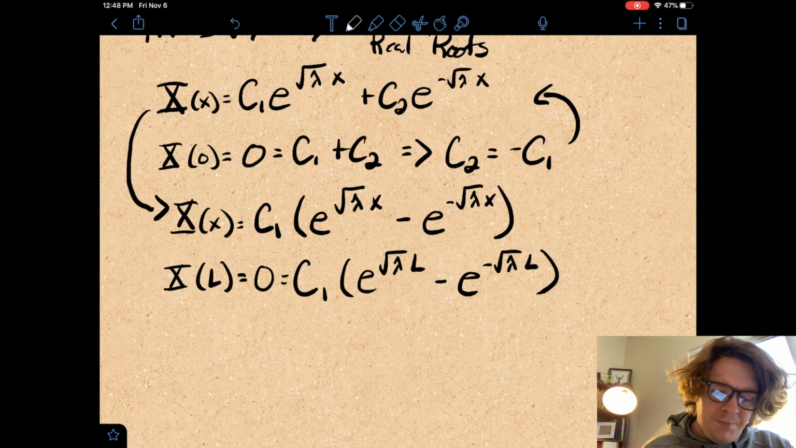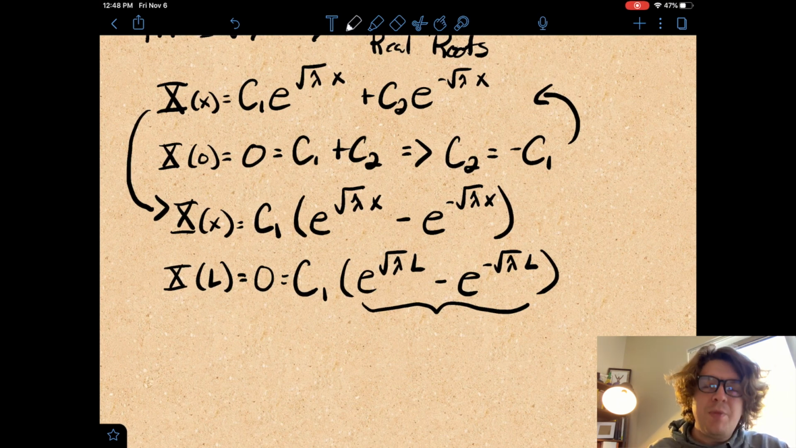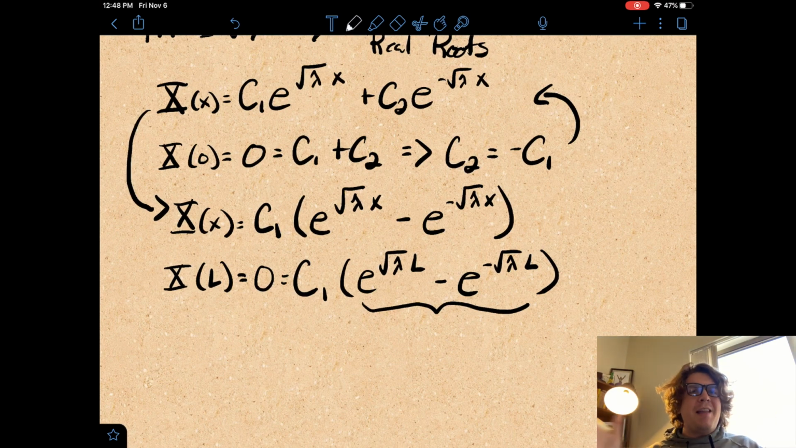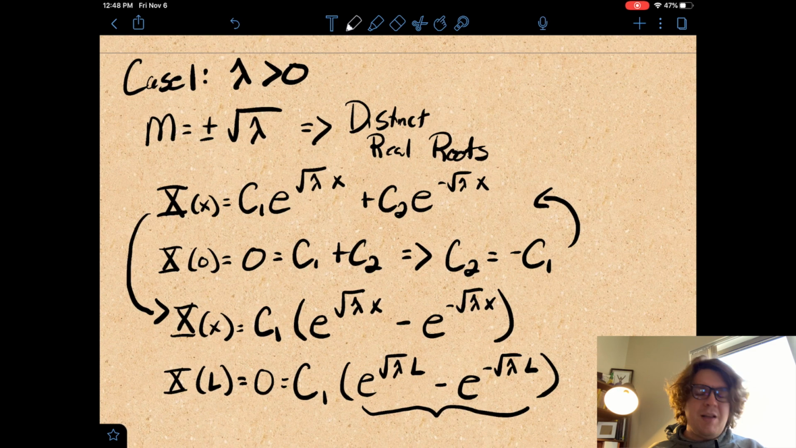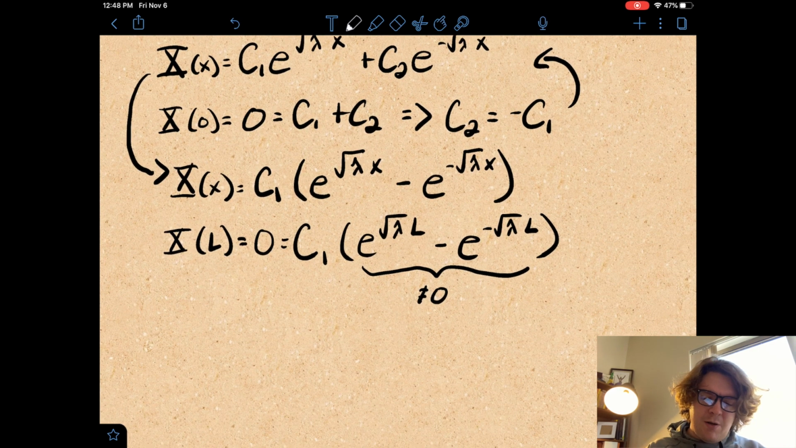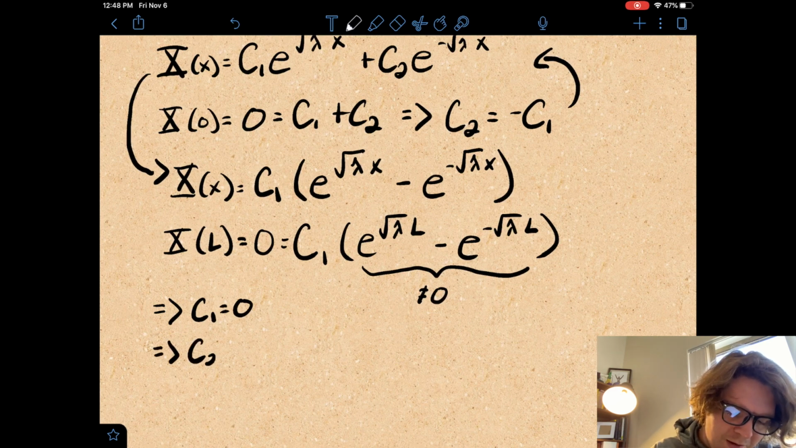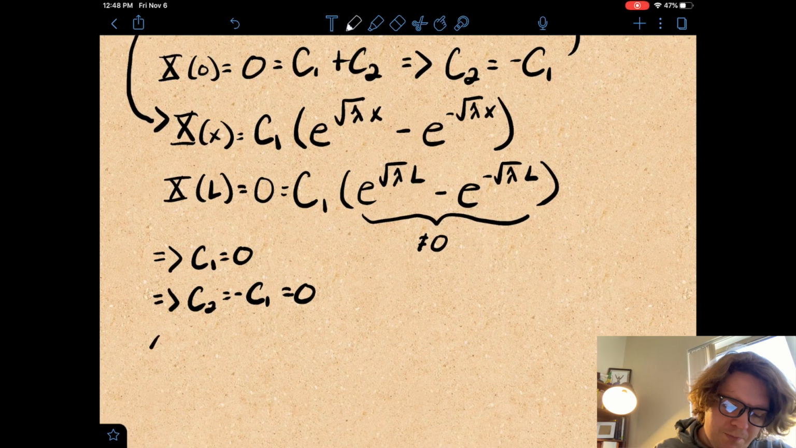So here's the thing. This right here will never be equal to 0 because the exponents are different, as long as L is positive. And remember, L is the length of the rod, so L can't be 0, and lambda can't be 0 either because we're in case 1, where lambda is strictly greater than 0. So what's in parentheses will never be equal to 0. So the only way for this to be true is if c1 equals 0. But if c1 equals 0, c2, which was equal to negative c1, is also equal to 0.